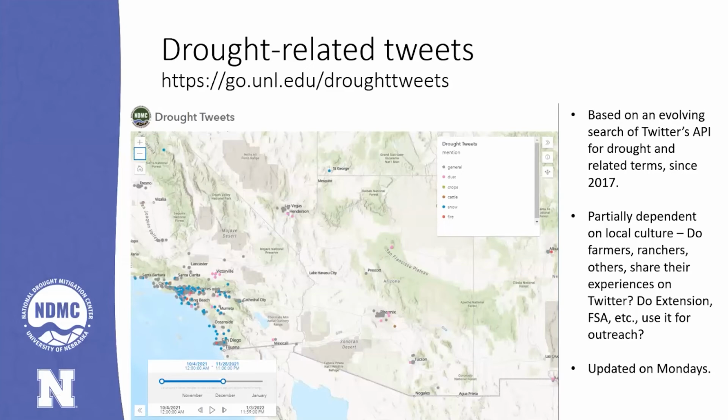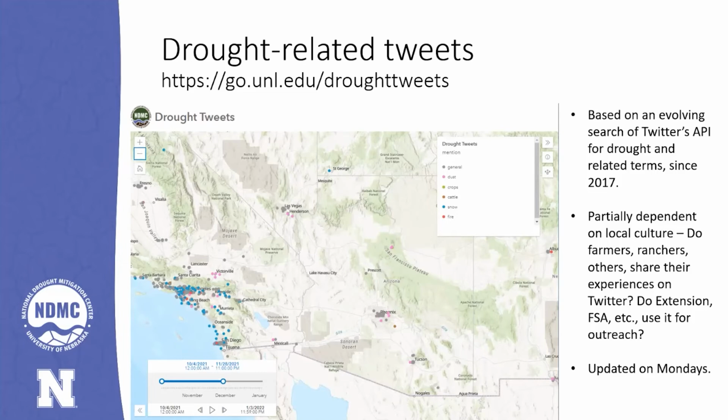We also track drought-related tweets. What you're seeing now is a couple months' worth of tweets, but the default view of the map is a week's worth of tweets. What you get varies highly from one location to another. Sometimes farmers and ranchers in the Great Plains will actually take pictures off the back of their tractors and say, look how dusty it is. And that is great information for drought monitor purposes.